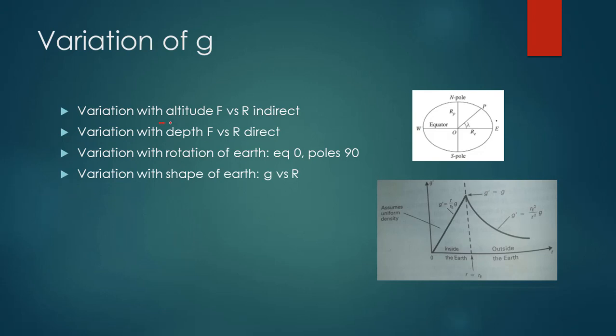It varies with altitude, it means the distance from the surface of the earth. It varies with depth, it means the distance from the center of the earth inside the earth. It varies with the rotation of the earth, okay? It varies with shape of the earth. And before we proceed, let us see the following.